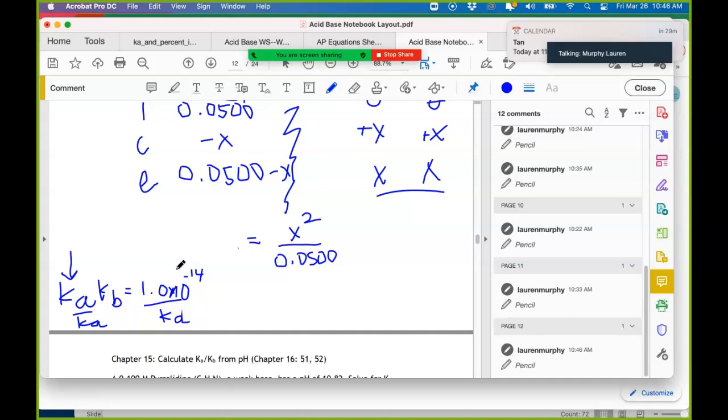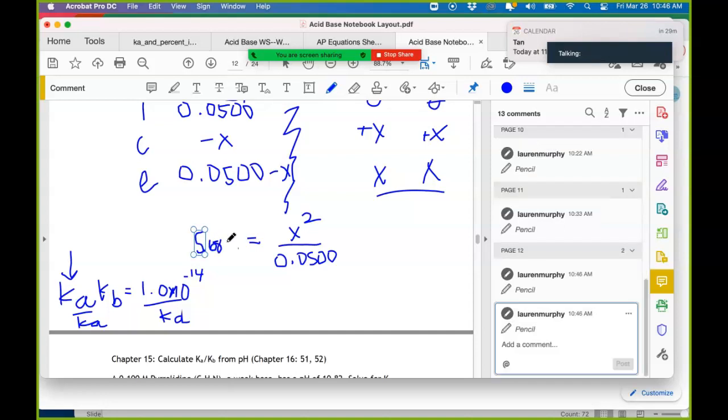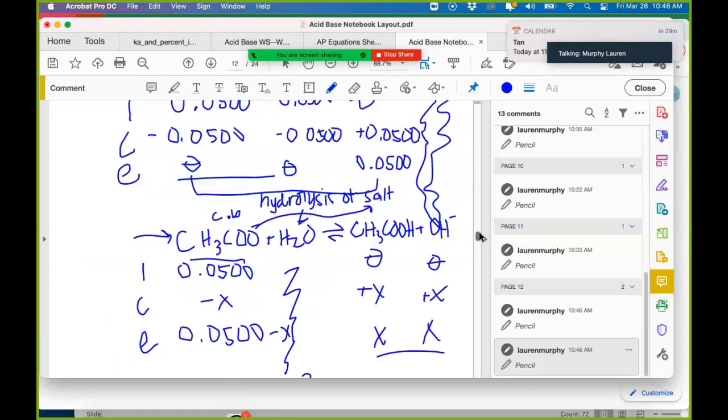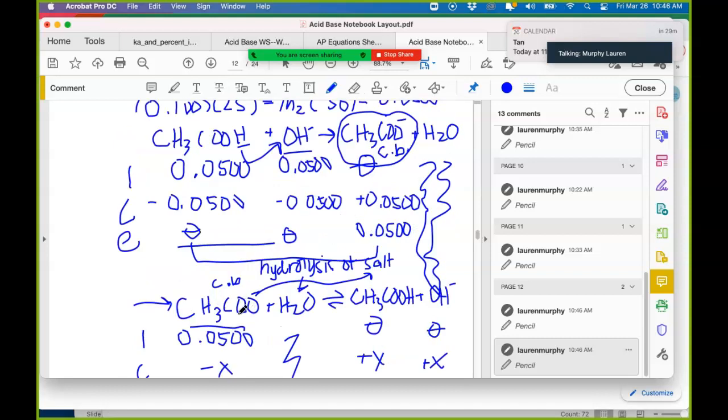Oh, 5.68, sorry, times 10 to the negative 10. 5.68. And again, I could not use the Ka value because what I'm working with right now is not an acid. It's a conjugate base, so it's a base, in other words.